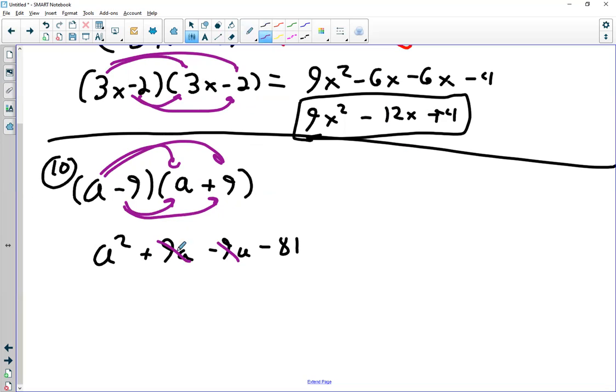So the negative a and 9a and negative 9a cancel out. So your final answer is a to the second power minus 81. If I gave you a squared minus 81 and asked for (a minus 9)(a plus 9), that would be going backwards. That would be factoring. The first section would be multiplying out, so you go to x squared or a squared minus 81. Factoring would be the reverse.